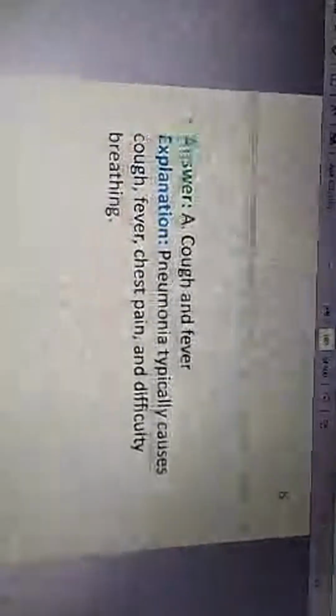Which of the following is a common symptom of pneumonia? Option A cough and fever, option B headache only, option C vomiting, option D rash. The correct answer is option A cough and fever. Pneumonia typically causes cough, fever, chest pain and difficulty breathing.